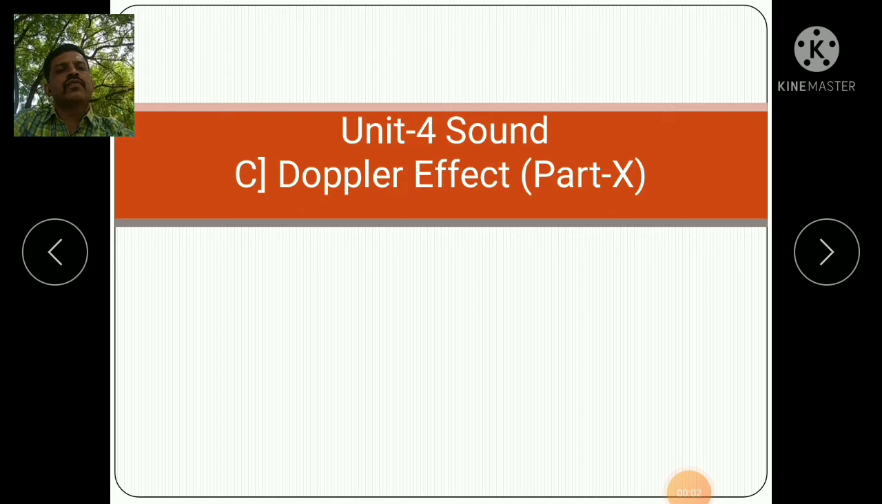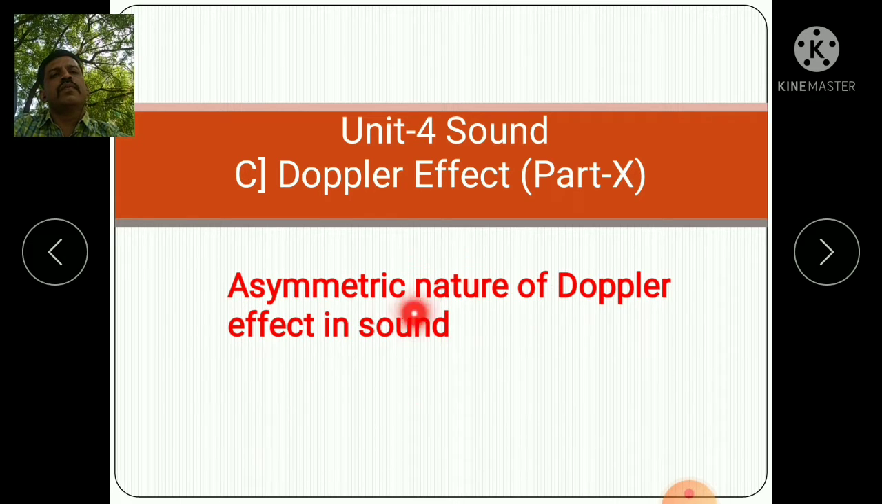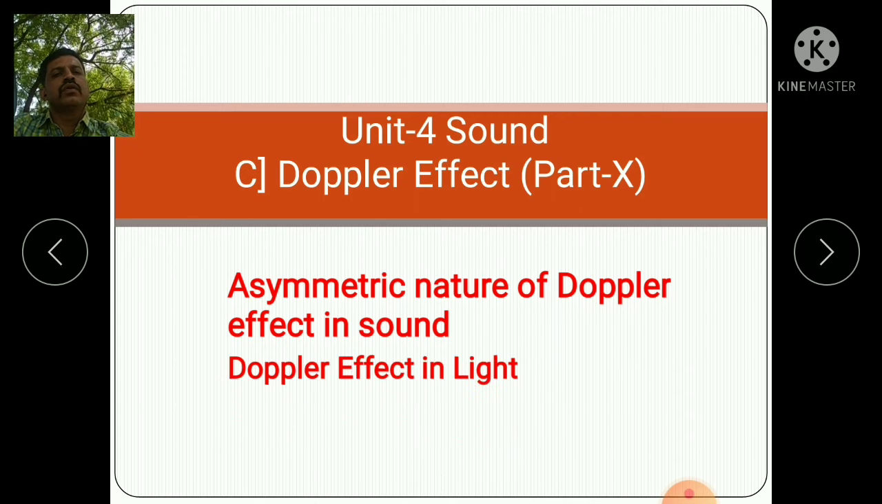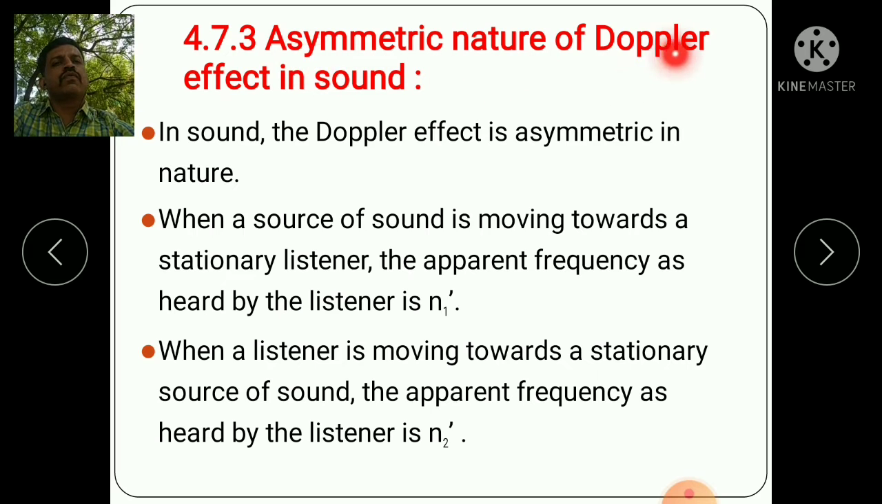Hello friends, now we see the next part of Unit 4 Sound, Doppler effect part 10. In this part we see the asymmetric nature of Doppler effect in sound, and Doppler effect in light. Asymmetric nature of Doppler effect in sound.